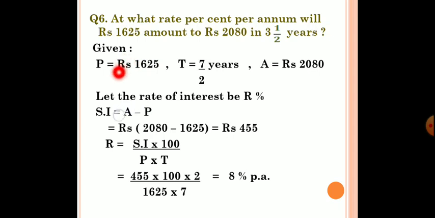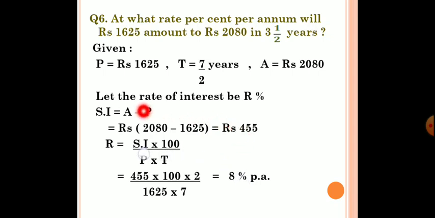So given principal is rupees 1625, the time is given as 3 1/2, that is 3 times 2 plus 1, 7 by 2 years. Amount is equal to rupees 2080. So from the amount and principal we can find out the simple interest. That is, simple interest equals amount minus principal, which is 2080 minus 1625, equal to rupees 455.